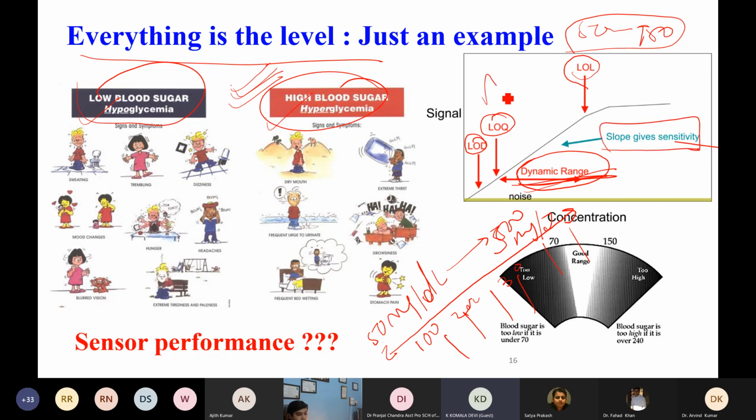If you go into agriculture, human biology, plant, soil, air, water, jungle, everywhere, you will get this plot without any doubt. So the performance of the sensor is governed by this particular diagram, this particular plot.